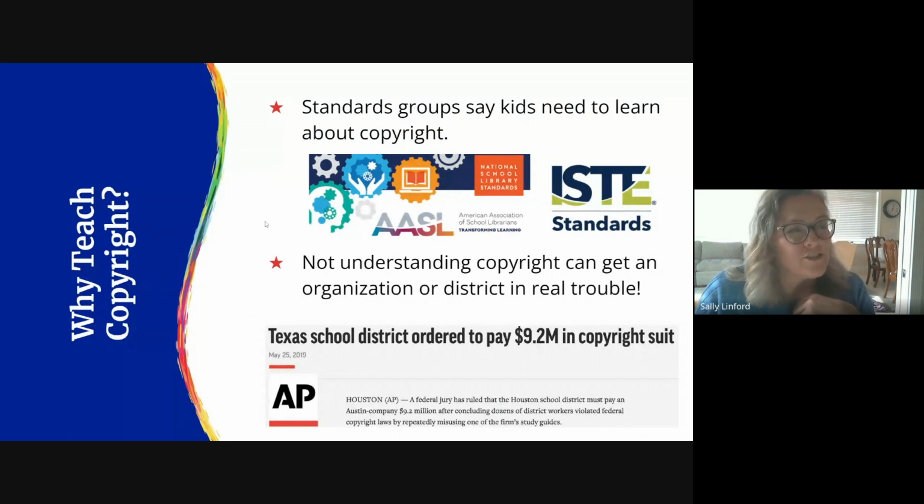Okay, so why teach copyright? More and more, all the standards groups are including not just copyright, but fair use and Creative Commons as basic knowledge that students need to have before they leave school. And also, not understanding copyright as teachers can really get you in trouble. And I feel like I'm preaching to the choir. The library media specialists, you're the ones getting the questions, aren't you?